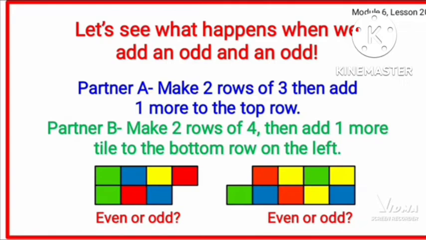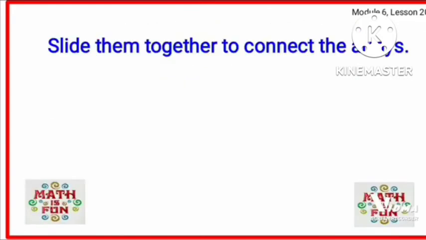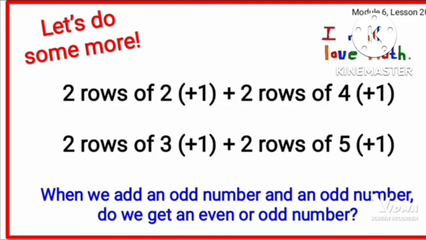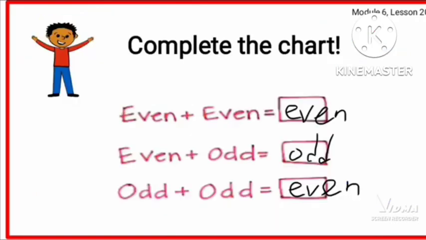But let us slide them together. Let us join it together and see what we make. Are you ready? Do you think it will be even or odd? Even! So when we add an odd number to an odd number, we have an even number. Odd number plus odd number will give an even number. Alright? Look at what I just explained. Even plus even equals even. Even plus odd equals odd. Odd plus odd equals even.